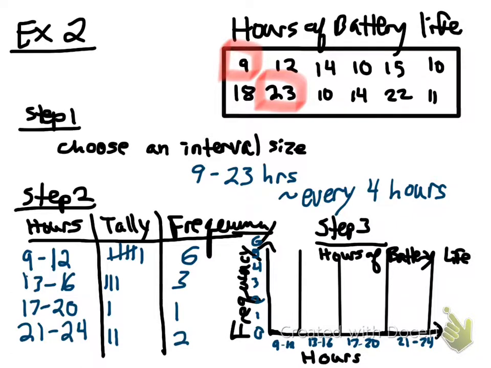For 9 to 12 we have up to 6. For 13 to 16 you have 3. Or the frequency is 3. For 17 to 20 our frequency is 1. 21 to 24 our frequency is 2.